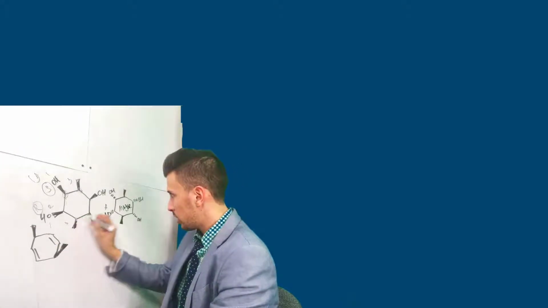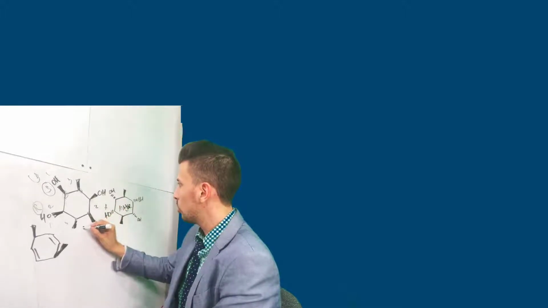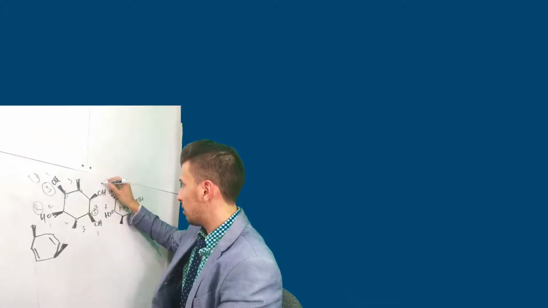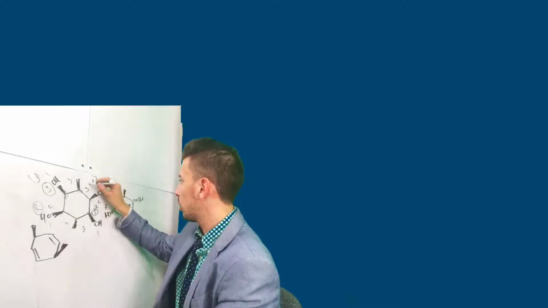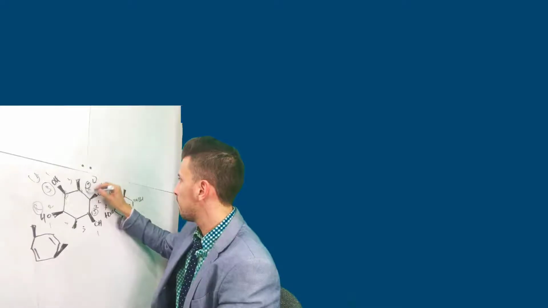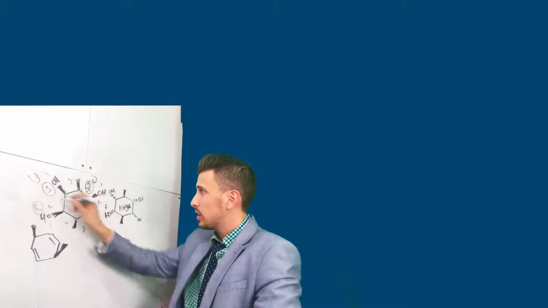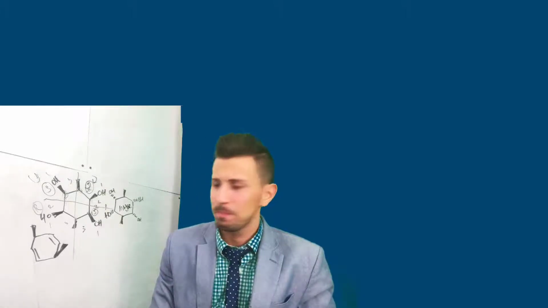This is an achiral center. For this carbon, we have 1, 2, 3, S for the configuration. And then for this hydroxyl, we have 1, 2, 3, R for the configuration. And so we can see that this molecule is actually going to be symmetrical on two planes, which means it's going to be a meso compound.